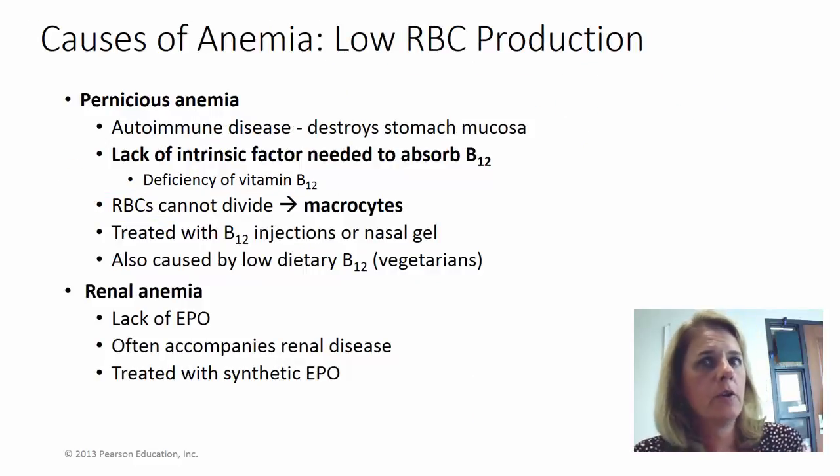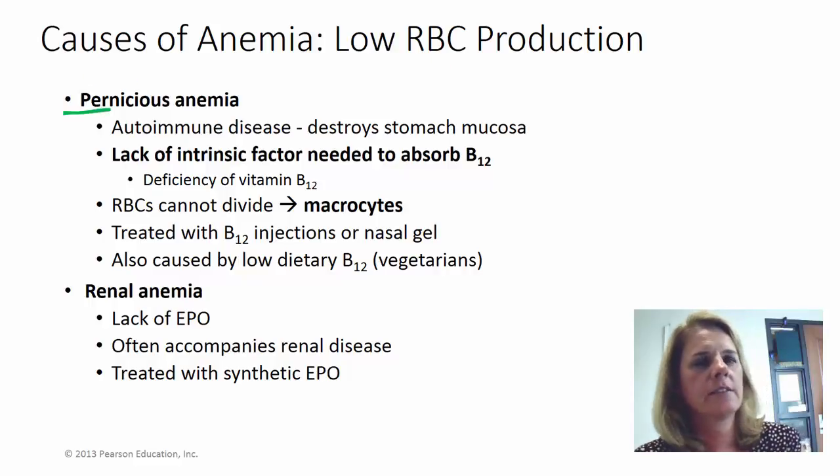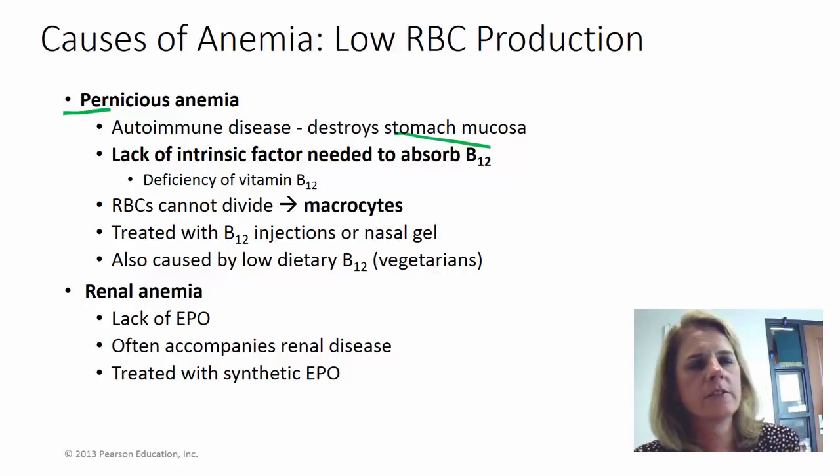Another way to have low red blood cell production is called pernicious anemia. That just kind of sounds bad, doesn't it? It's an autoimmune disease, and it causes the destruction of the stomach mucosa. The stomach is where the food first goes: it goes to the esophagus, into the stomach, and the stomach is a very acid environment, with a lot of hydrochloric acid. So there's a lot of mucus that lines the stomach so that you don't digest your own stomach.